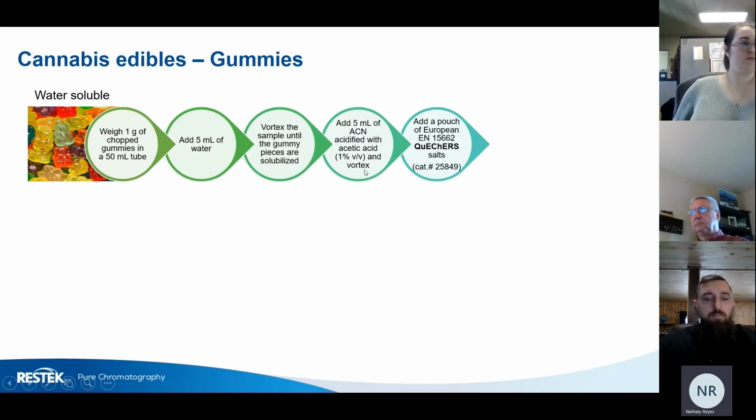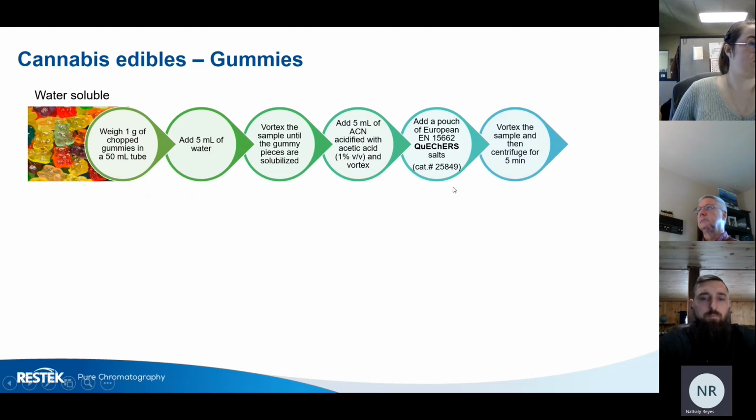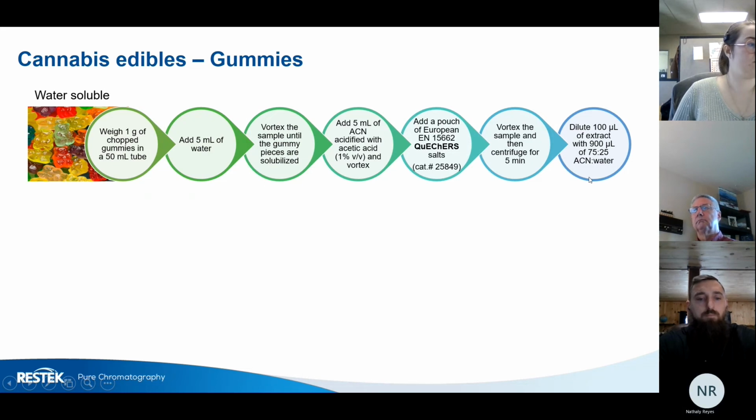And after vortexing, we used our QuEChERS salts. In this case, we use the ones corresponding to the European method. And then we vortex and centrifuge to get the different layers. And then we took 100 microliters of the supernatant and we mixed it with 900 microliters of 75-25 ACN water.